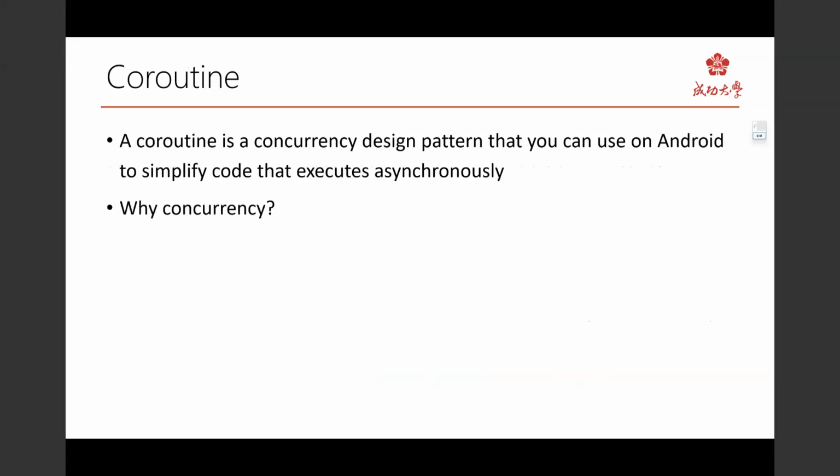Now one last topic, and I think this is also one of the important topics for the first week, the second week actually, that is coroutine. So what is a coroutine? A coroutine is basically a concurrency design pattern that we can use on Android to simplify code that executes asynchronously. So why do we need concurrency?